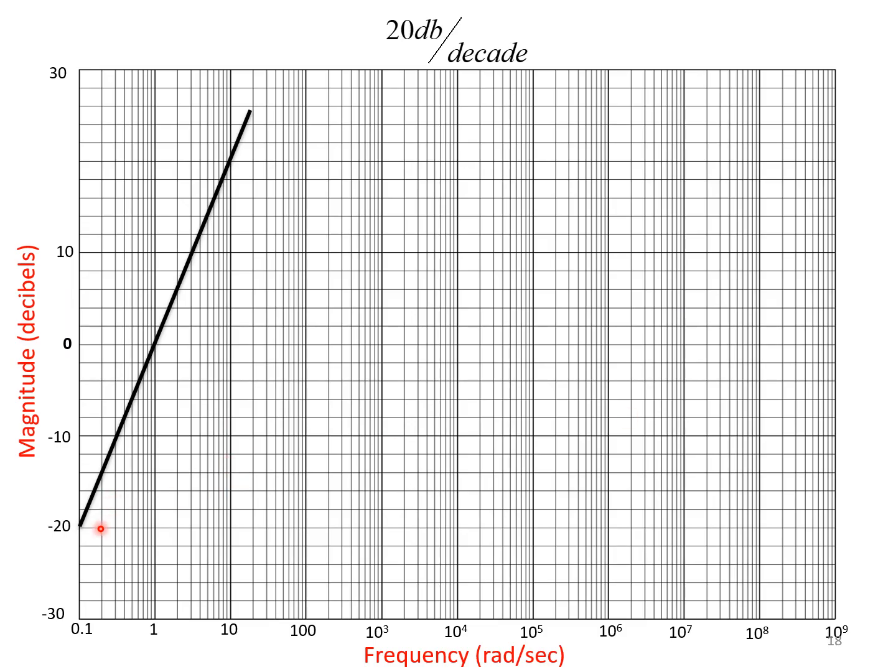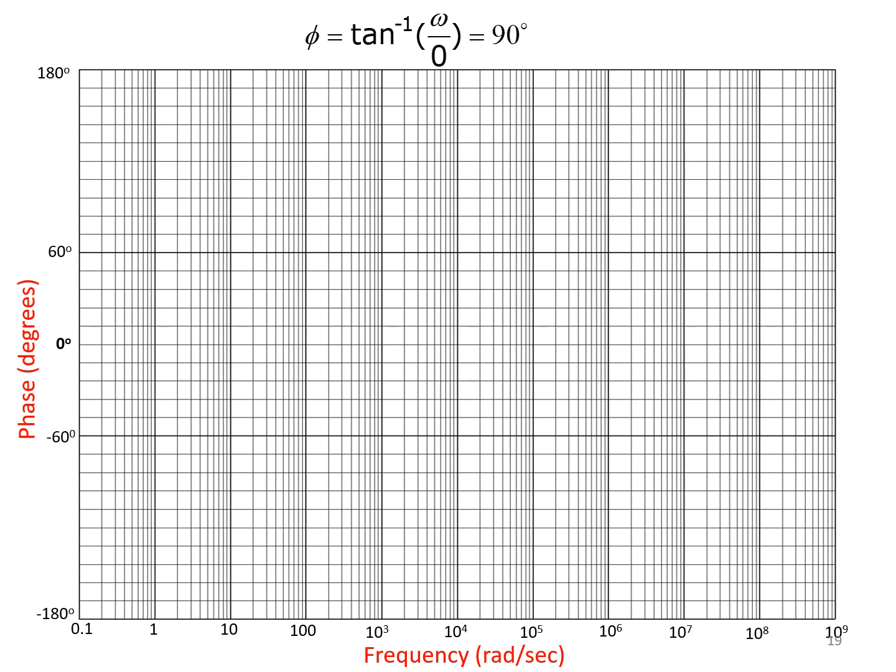Now this is how the slope for a derivative factor is drawn. So it is 20 decibels per decade. Here, as you can observe, we are drawing a slope, and the phase value is nothing but equal to tan inverse of omega by 0, which will give you the phase value as 90 degrees, which I am representing with a 90 degree line.